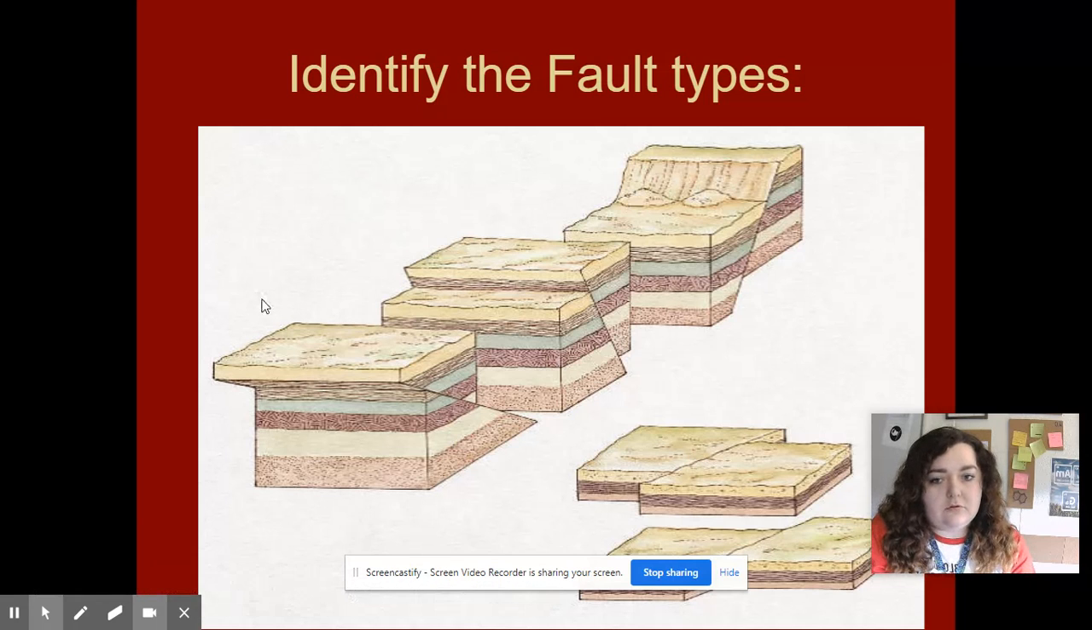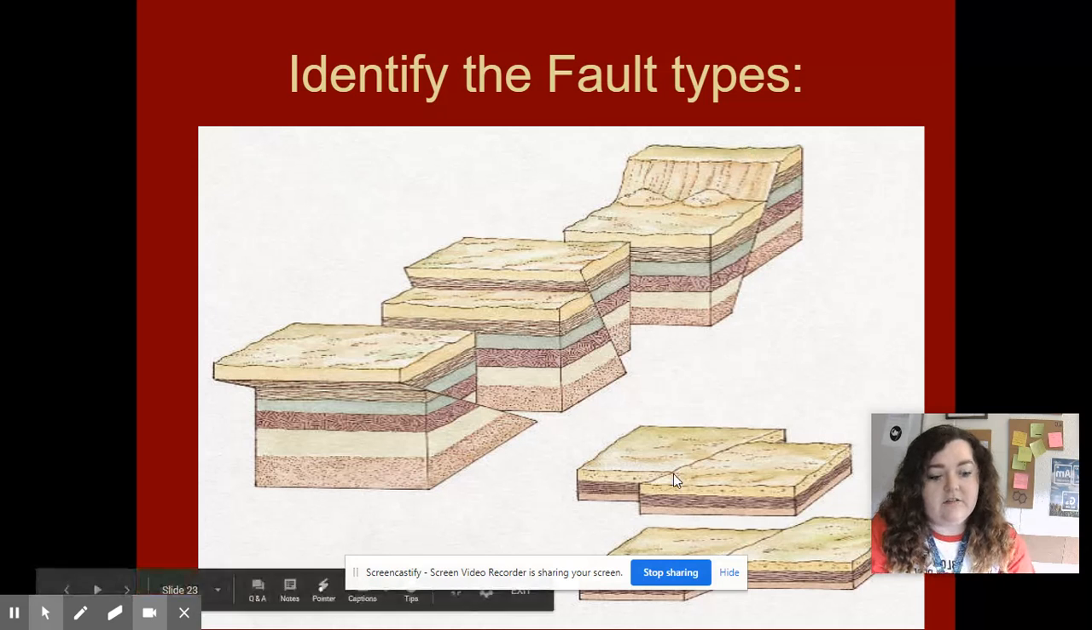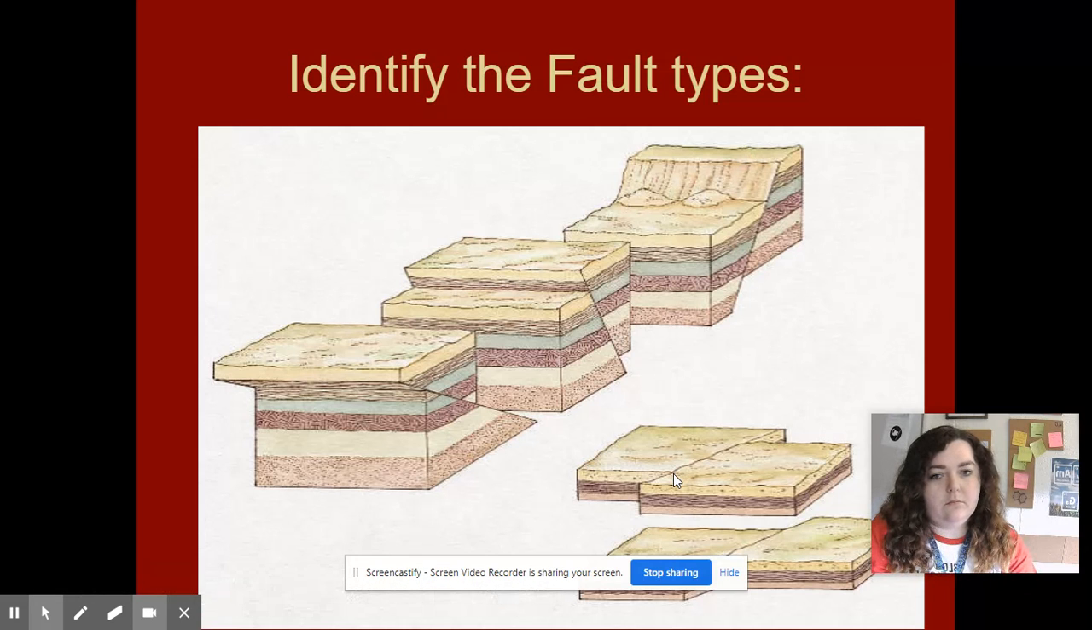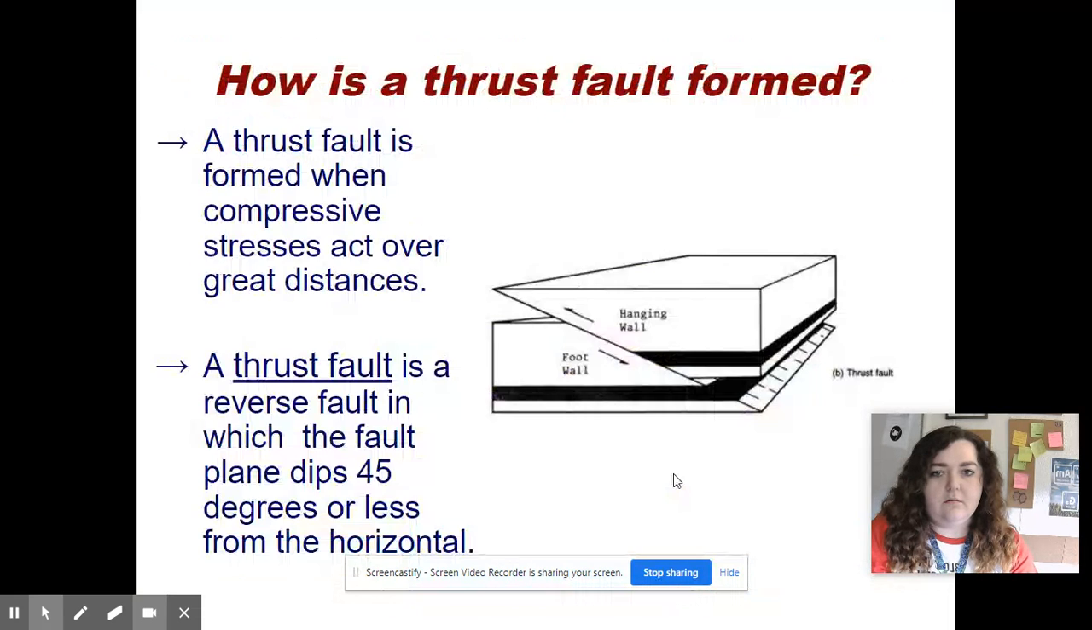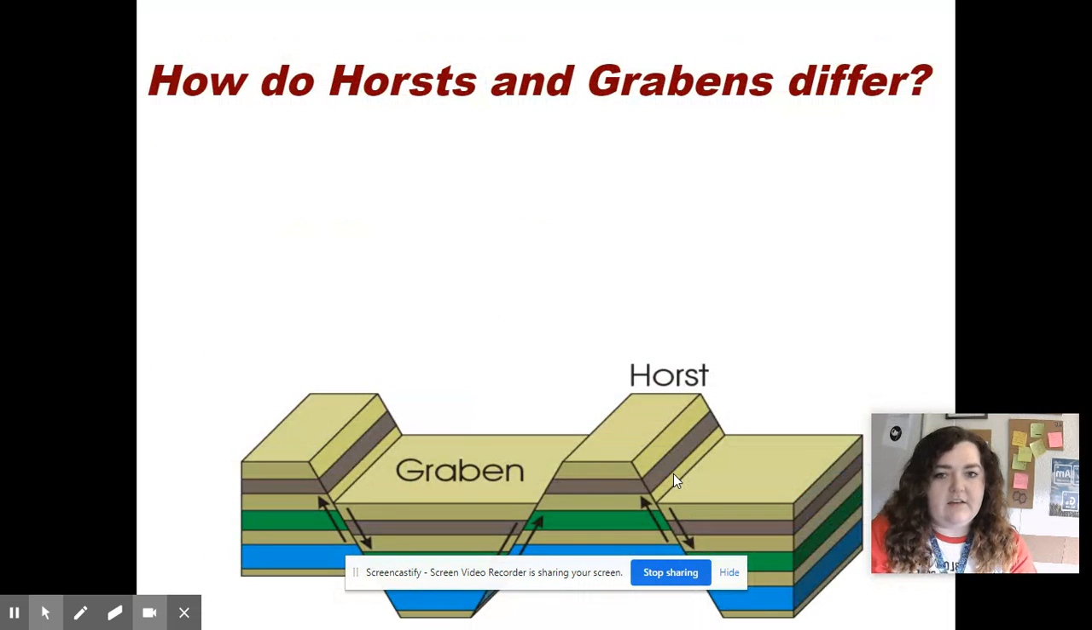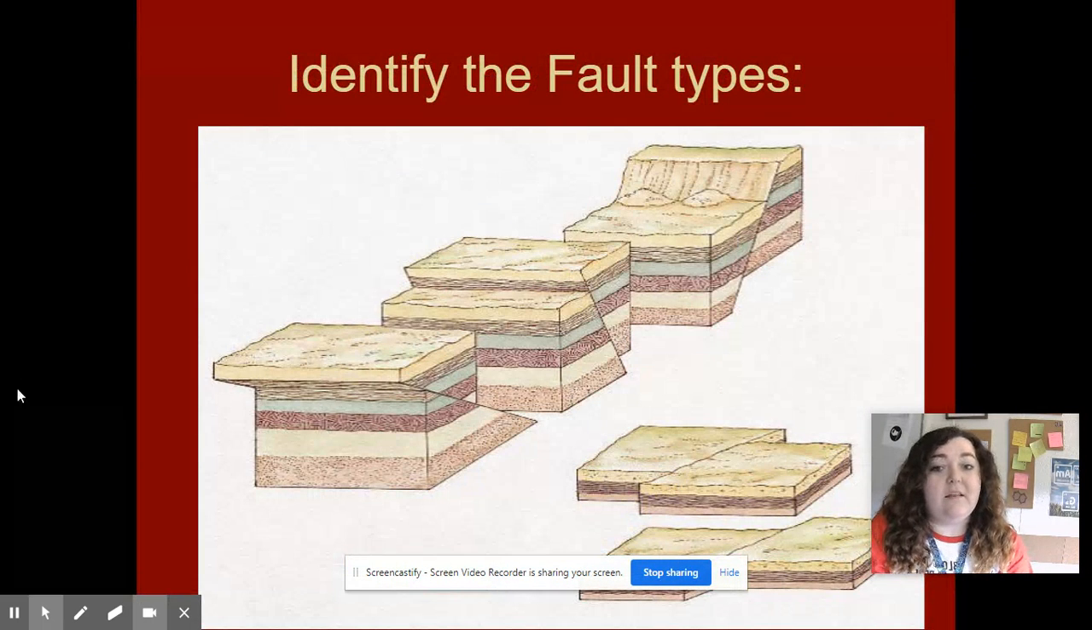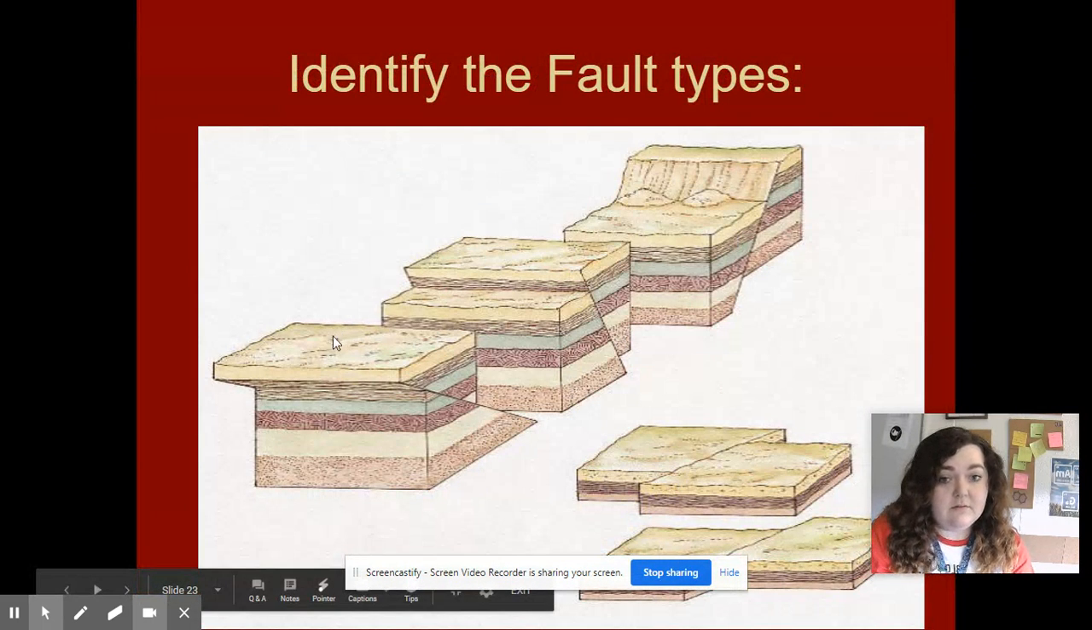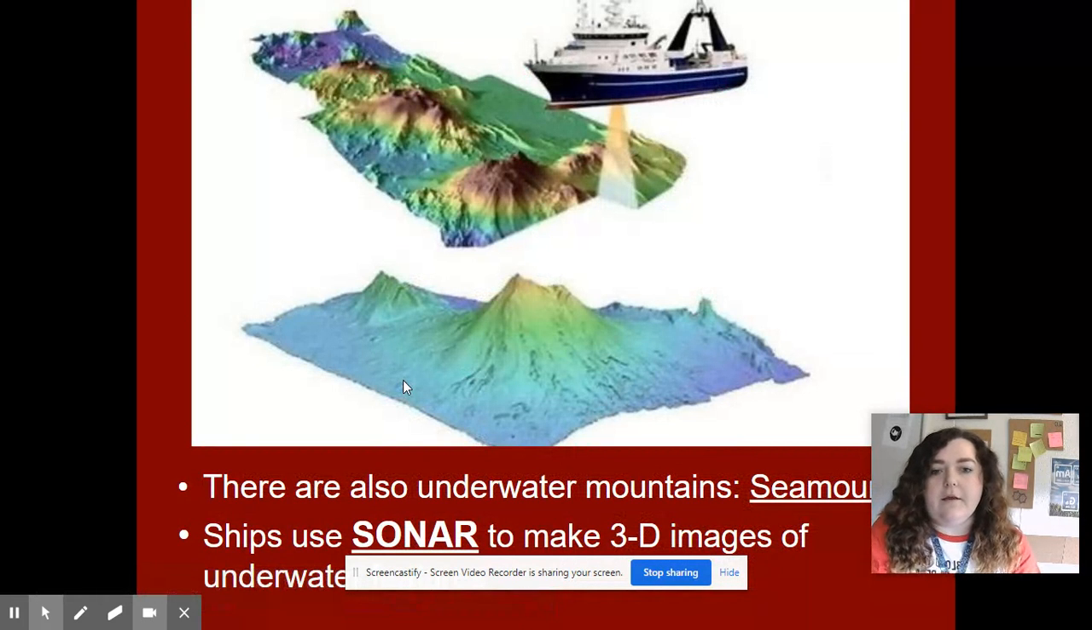So transform, reverse, normal, strike slip. I just lied to you. This is a thrust, a reverse, and a normal, and then a strike slip. I keep forgetting the word thrust. I don't know why.